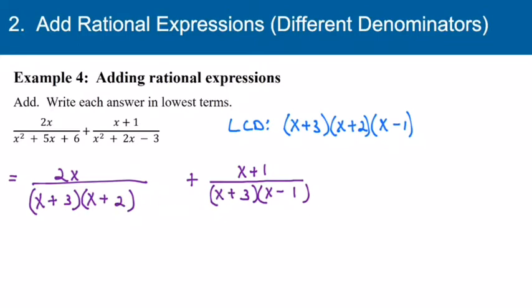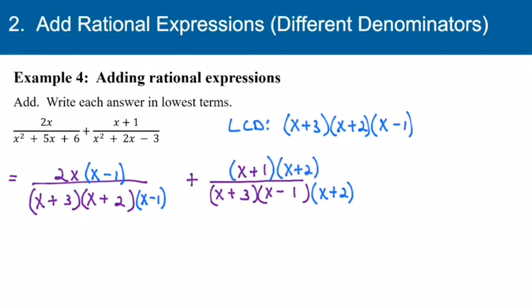So now we need to figure out what's missing from each factor, and we need to multiply that missing factor into the fraction. So compare this denominator to the common denominator. What's missing? Well, this one needs an x minus 1, so we'll put that there, but then we also have to put it in the top. And this one has x plus 3 and x minus 1, but it needs an x plus 2. So we'll put that there, but that means we also have to put it in the top.